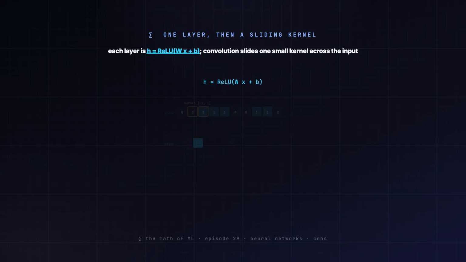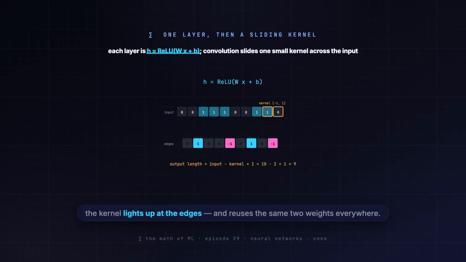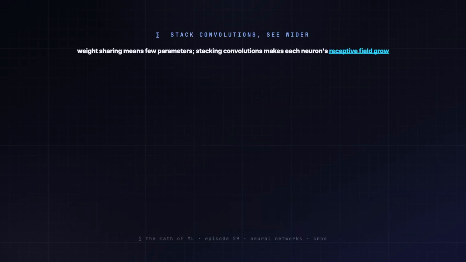Convolution is a special thrifty version. Instead of a full matrix, you slide one small kernel across the input, multiplying and summing as you go. The output length follows a clean rule: input size minus kernel size plus 1. This is the math of deep learning.